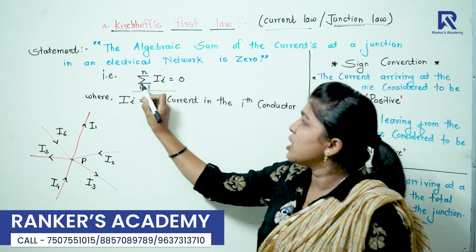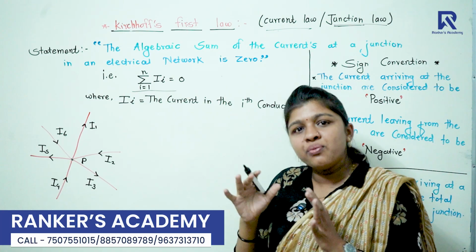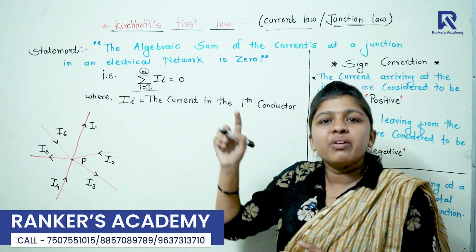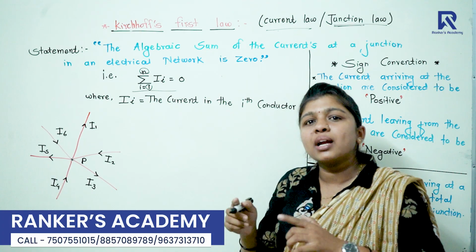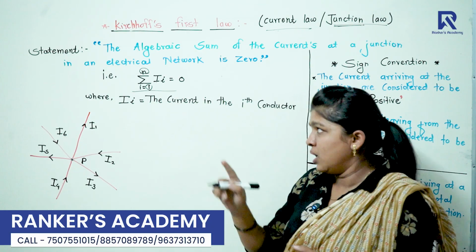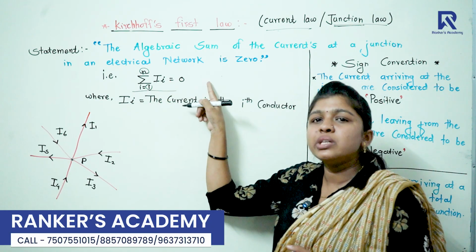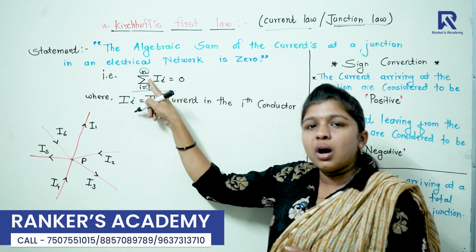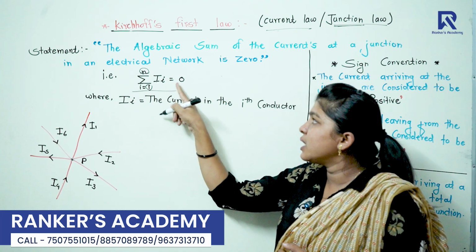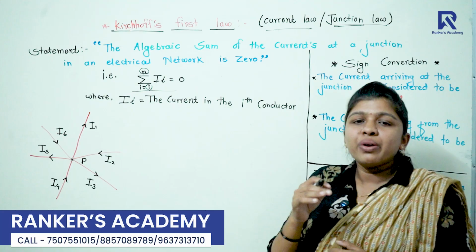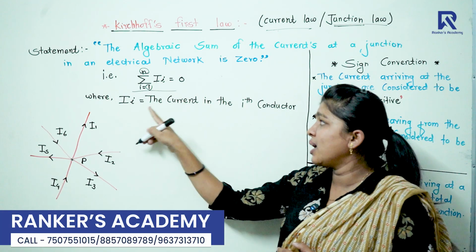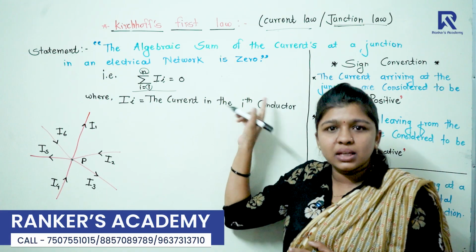See here, summation. What is meant by summation? Sum of all means from the first to the nth number we can add or subtract all the currents at that particular point. I represents the current. So summation I is equal to 0. It means that the algebraic sum of all the currents from 1 to n is equal to 0. Now we have to prove it mathematically also. What does I represent? I is the current in the ith conductor.